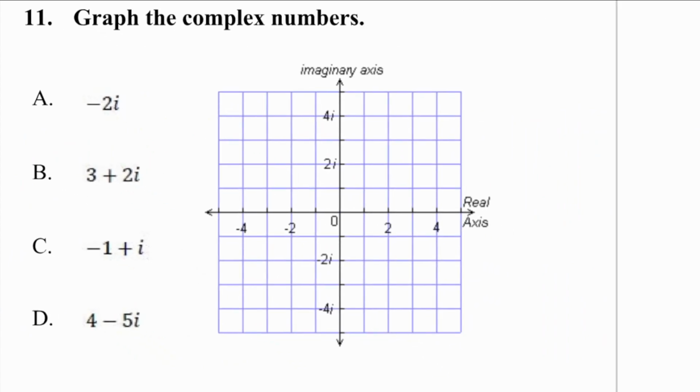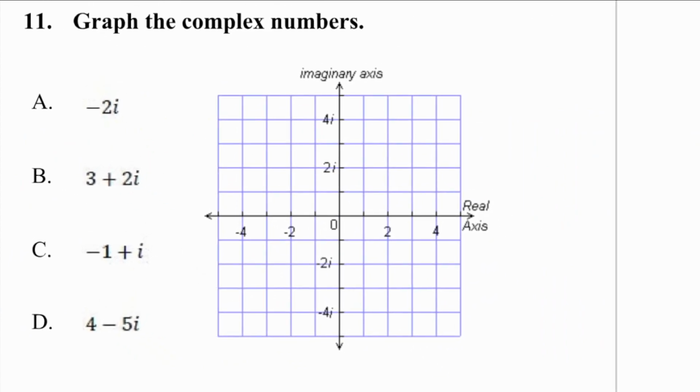Okay, now we're going to graph the complex numbers. Negative 2i, that right there, that's A. B is 3 plus 2i. C is negative 1 plus i, and D is 4 minus 5i.